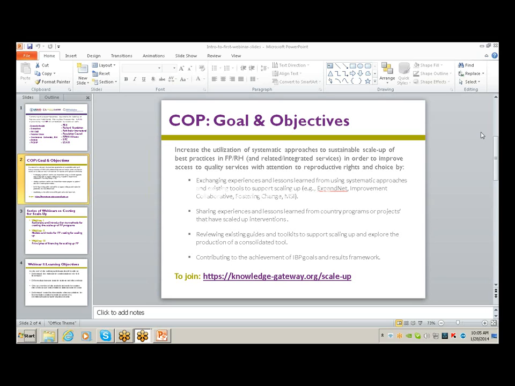We'd like also to review some existing guides and tools to support scaling up. For example, recently the Fostering Change Guide was revised, and we, the Community of Practice and IBP, took the lead in sharing it with many of the partners. And we feel that the Community of Practice goals and objectives contribute to the IBP goals and their results framework. So that's why we work very closely with them.